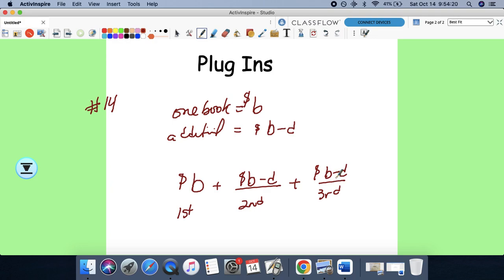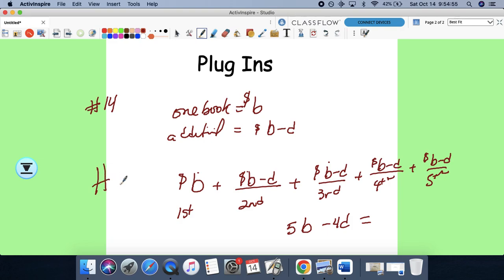Which of the following expressions represent the total cost in dollars of 5 books during the sale? So think about it. Each additional book, so the fourth book is B minus D, and the fifth book is B minus D. So we can combine like terms, right? We have 1, 2, 3, 4, 5B, and then negative D, negative D, negative D, negative D, negative 4D, which is letter H.